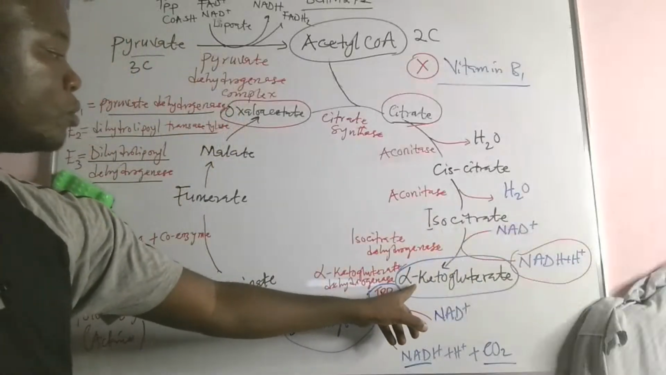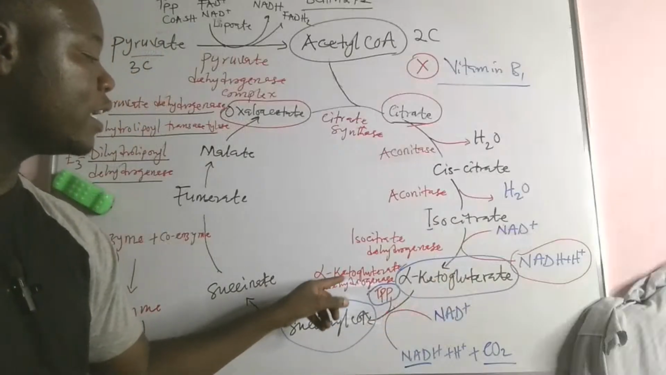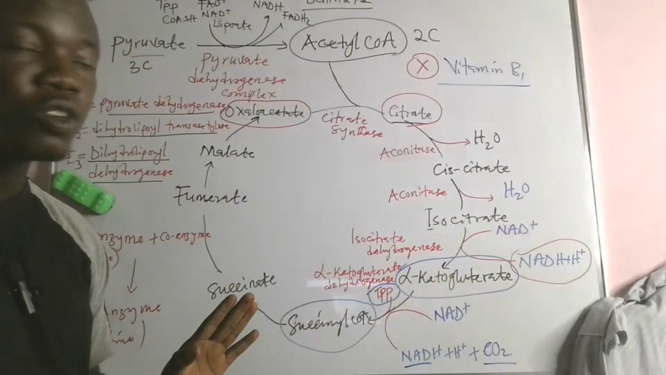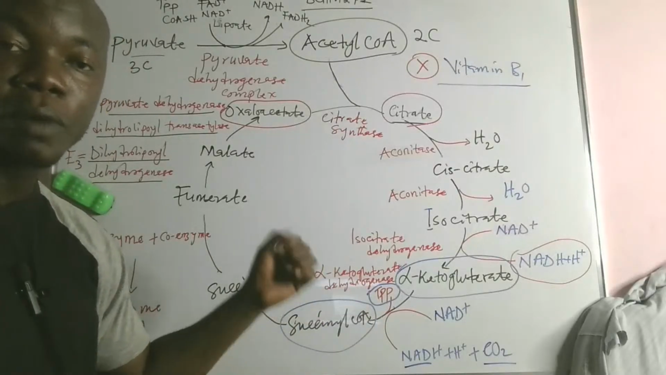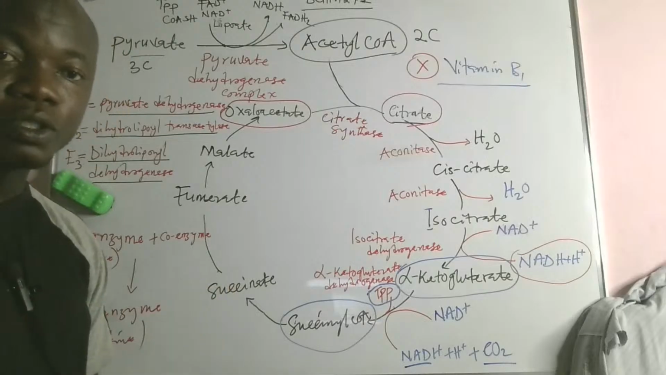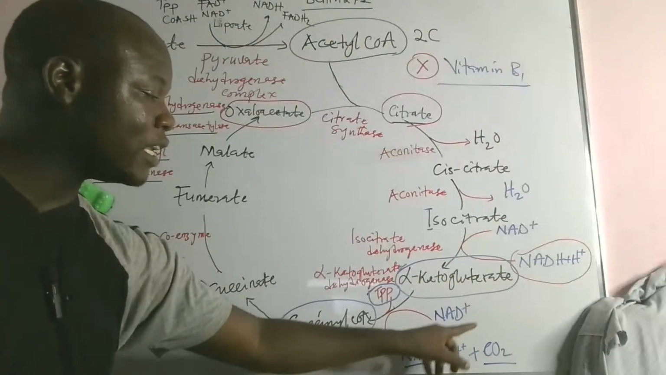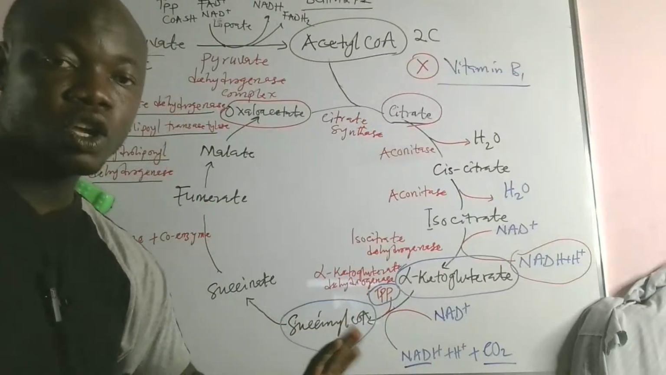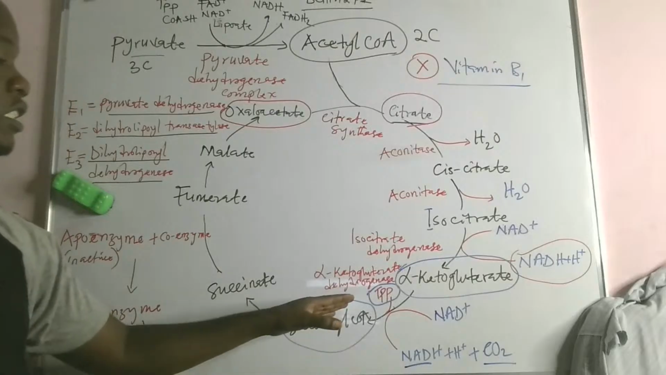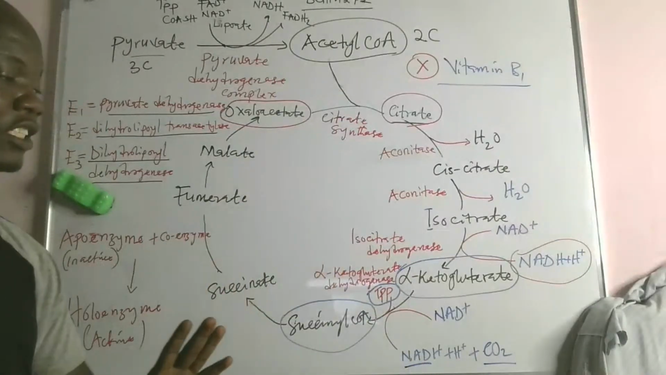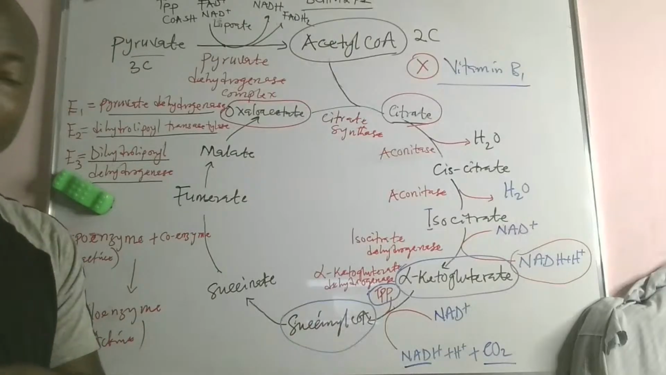And then, of course, the alpha ketoglutarate will be converted into succinyl-CoA using an enzyme called alpha ketoglutarate dehydrogenase. And this enzyme requires TPP, that is thiamine pyrophosphate, as a coenzyme, which also converts one molecule of NAD plus to NADH with the removal of carbon dioxide. So it means that at the same time, this enzyme generates NADH and one molecule of carbon dioxide. Is that clear now, Idara?